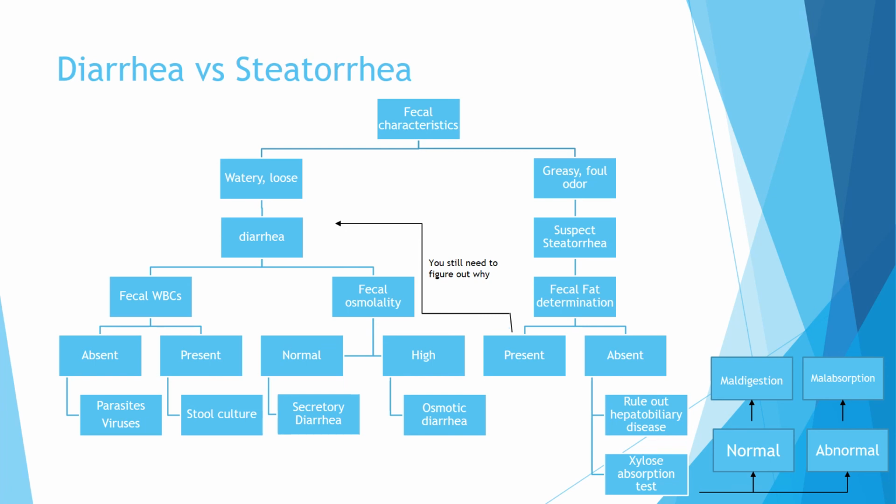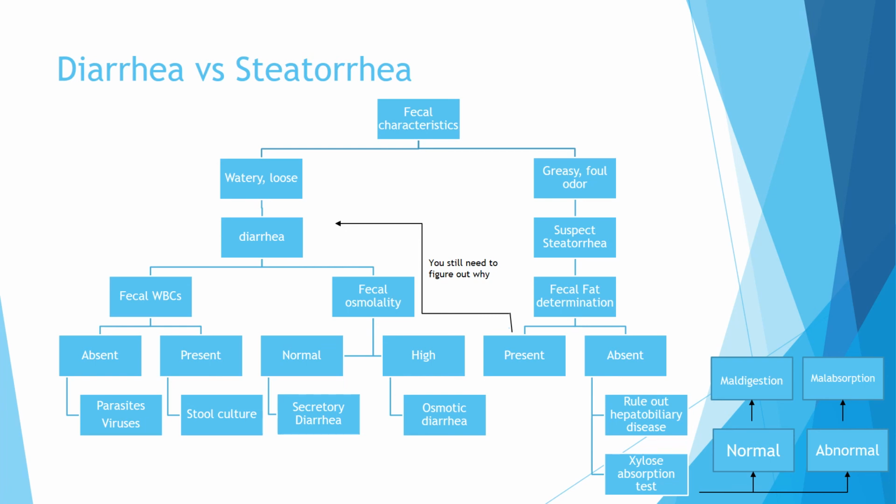If it's just a watery or a loose stool, we're going to look for a couple of other things. We can do fecal WBCs to help determine if we have an infectious cause. If there are no WBCs, it's probably a parasitic or a virus infection. If, however, there are fecal WBCs, one of the things we have to consider is the stool culture because it's likely bacterial.